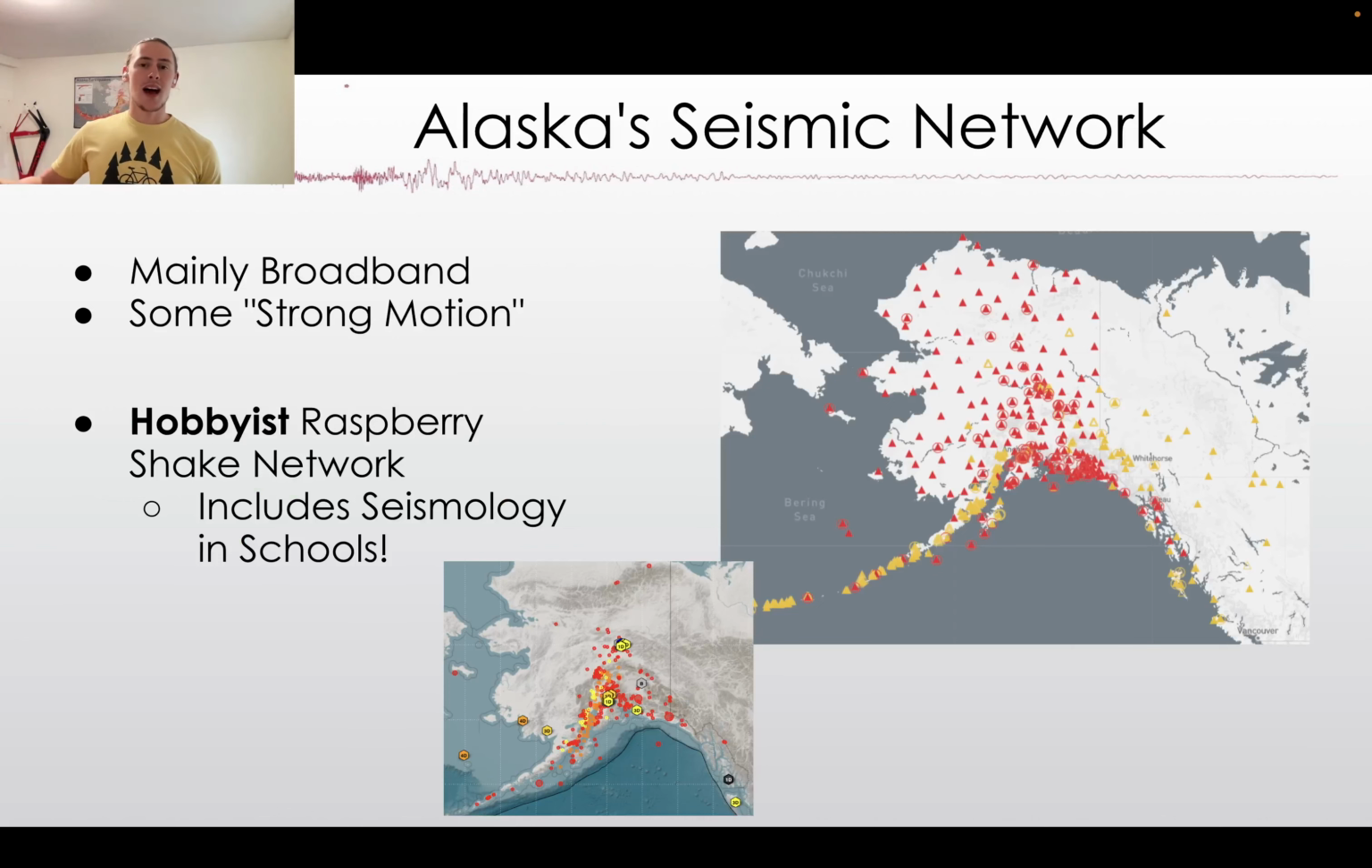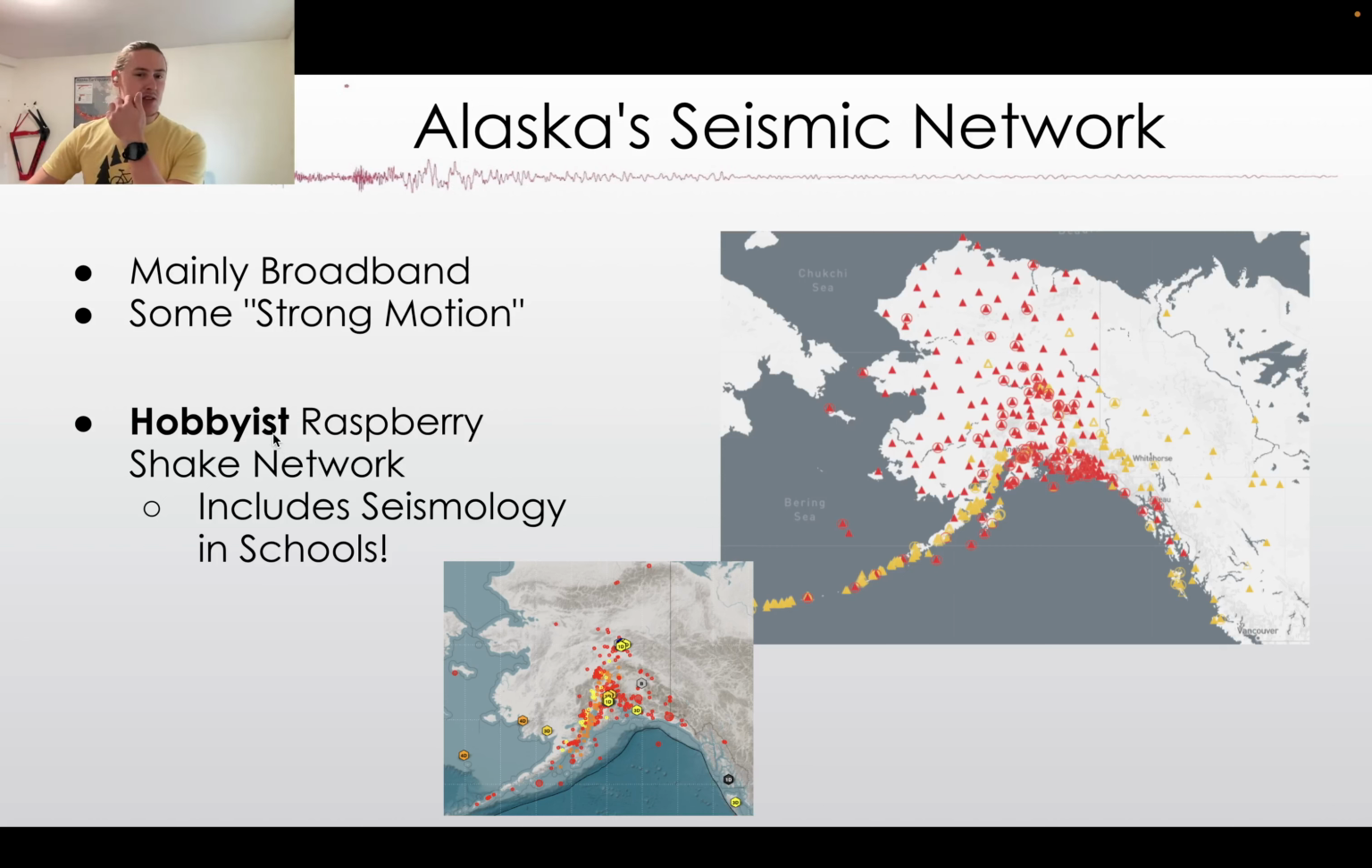All right, so the Alaska Seismic Network, especially the Alaska Earthquake Center's network, is mostly broadband sensors all around the state, and especially around some of the regions that have more earthquakes or more volcanoes or more activity. That's interesting. As you can see, there's less density over in the northwest and western regions. That's also because there's less seismicity there.